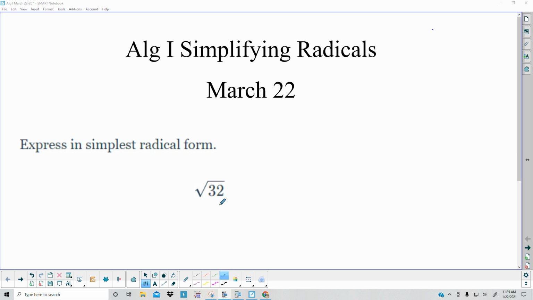And when you guys go to simplify these, the numbers you want to check to see if they divide in there would be perfect squares. So like 4, 9, 16, 25, 36, and so on, 49. In other words, that's 2 squared, that's 3 squared, 4 squared, 5 squared, and so on.